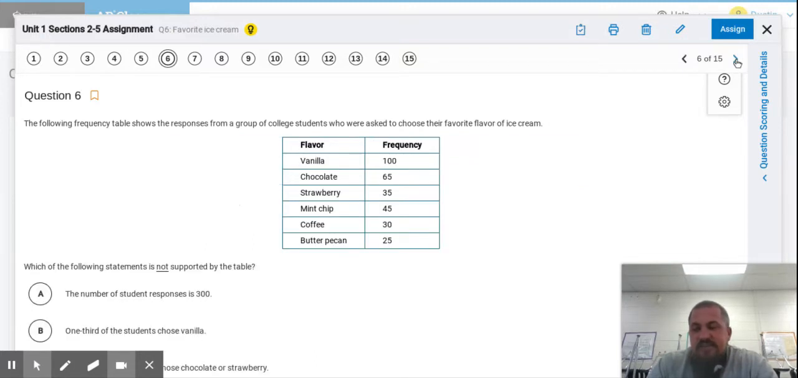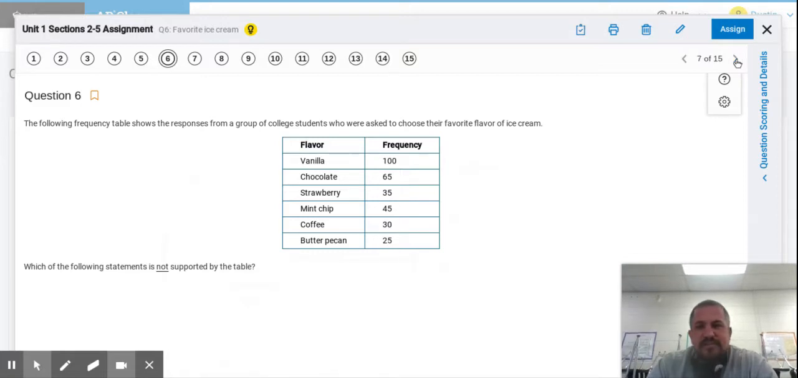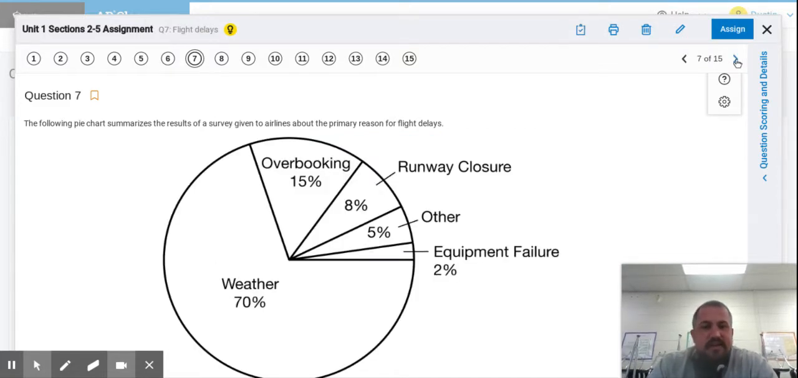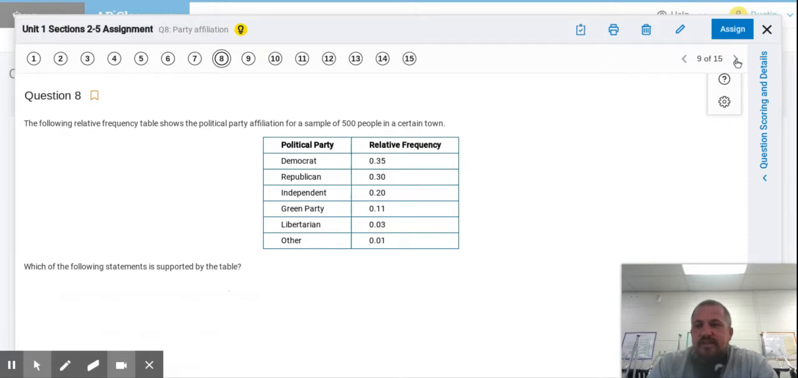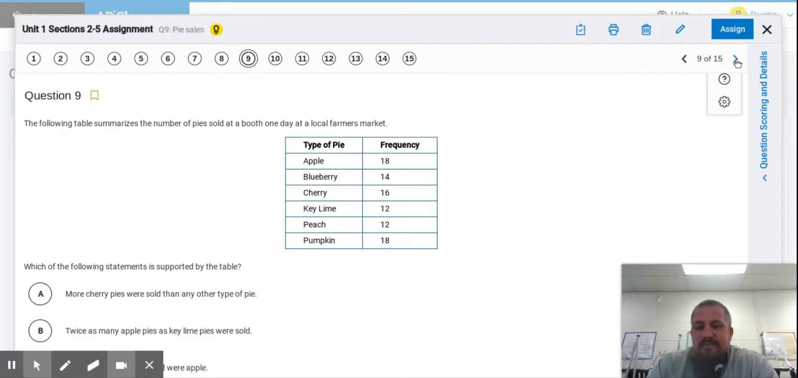Question 6, again, says which is not supported by the table. So there's a frequency table that we would use when we're getting ready to set up a histogram. Question number 7 is a pie chart. So we're going to look at reading a pie chart. Question number 8 is a relative frequency table. So there's your percentages or your decimals. Question number 9, again, is a frequency table and wants to know which is supported by the table. These are the number of pies sold.